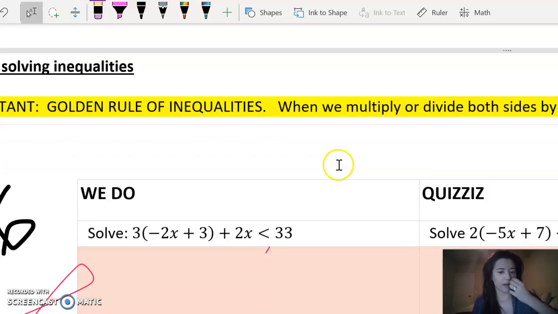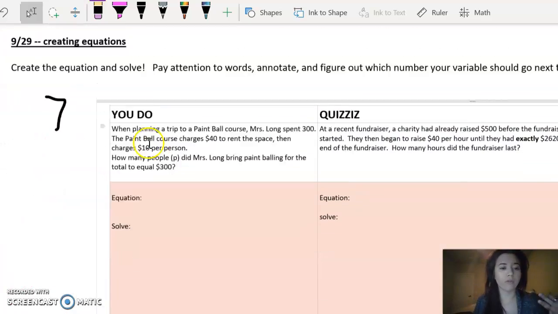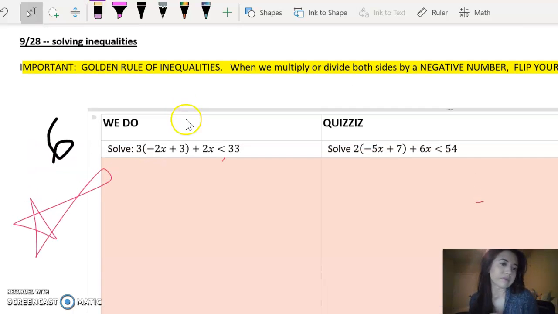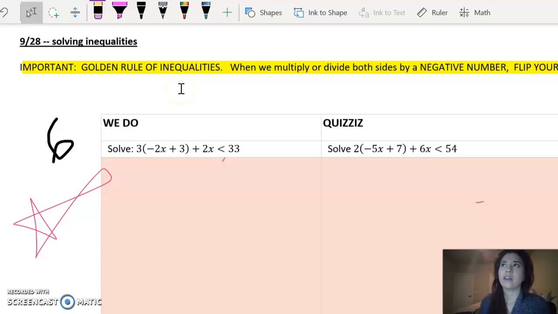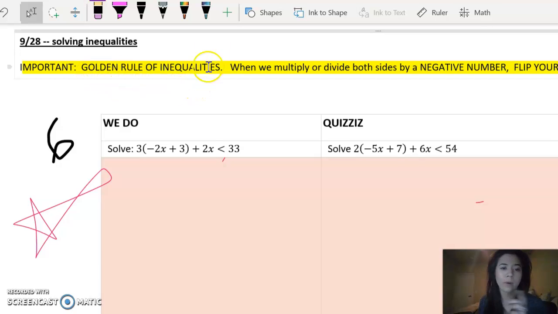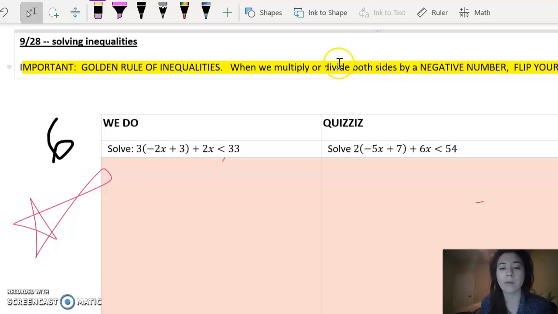Okay, on to the next one, solving inequalities. This is also a rough one. So we have a giant problem here. Again, I think the main thing is to know that number one, we solve them the same exact way as equations by distributing, combining like terms, and then solving for x. The main difference here was that golden rule. So when we multiply or divide by a negative, we have to flip that sign.